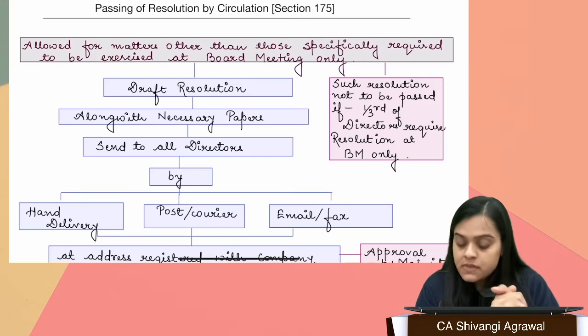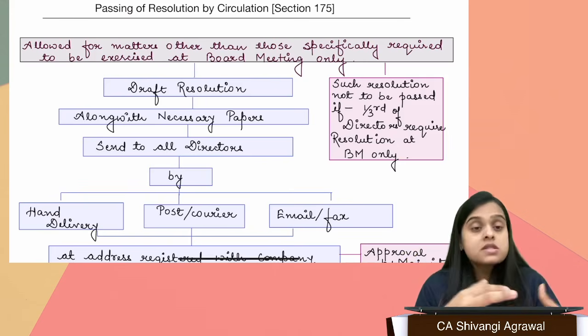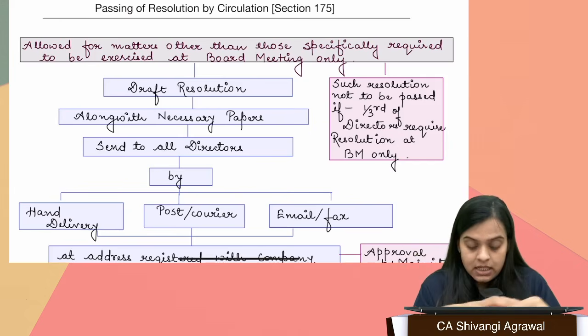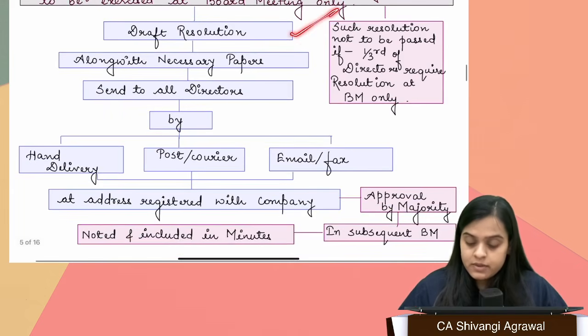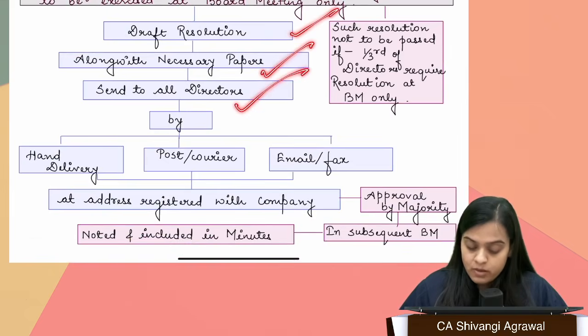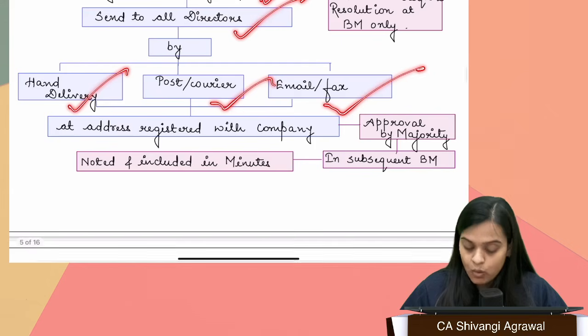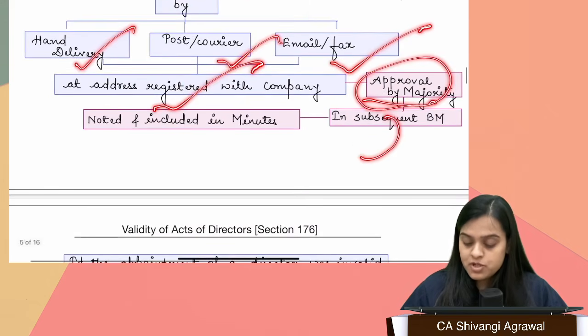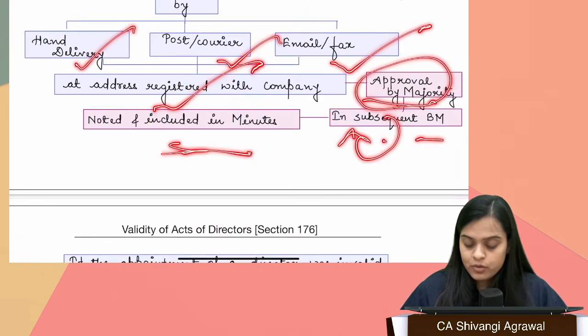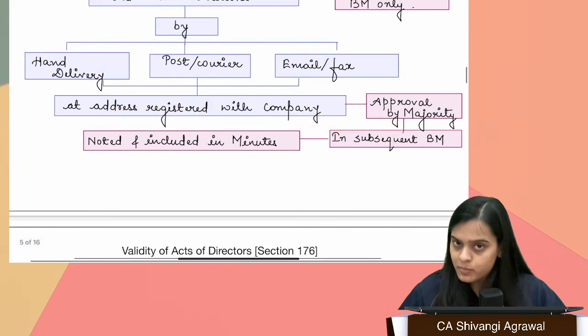Clear? Now, what is the procedure? What is the requirement? You draft a resolution along with the necessary papers. You send it to all the directors by hand delivery, post, or email at the address registered with the company. If you get the approval by the majority, in the subsequent board meeting you are going to note it and include it in the minutes.